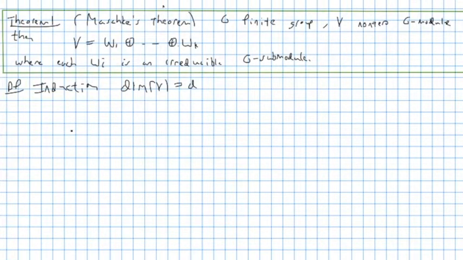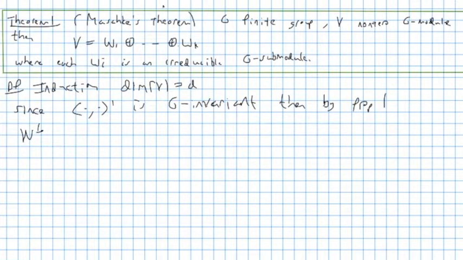So continuing with the proof, since W is G-invariant, then by Proposition 1, the orthogonal complement of W is a G-submodule. Okay, so where am I?